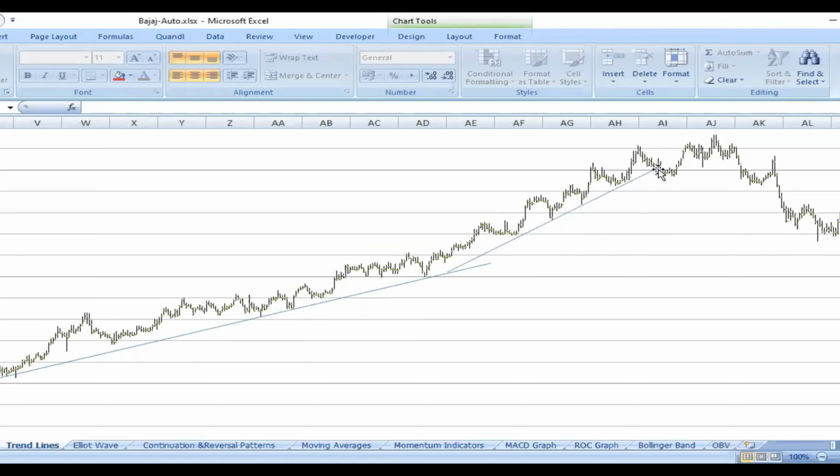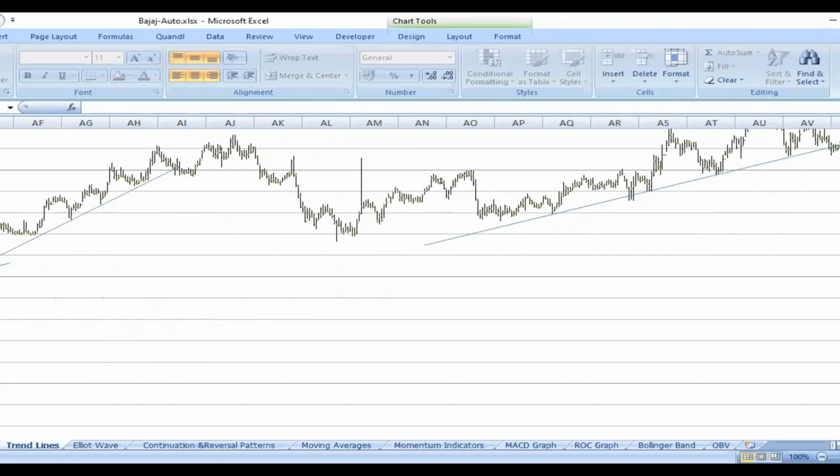As soon as you see this was a continuation pattern which was going on, and now there is a reversal pattern, which is, let's say, this one. For the reversal, you draw a line touching the highs, and you say the intersection of these two lines will tell you to exit this stock at this point in time. So this is how you use the trend lines to trade.